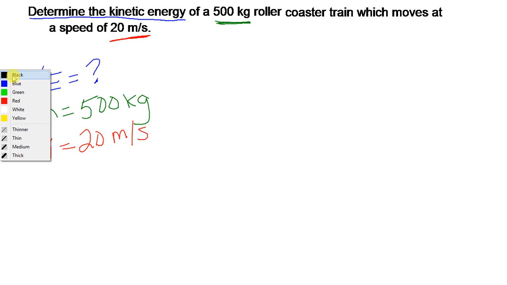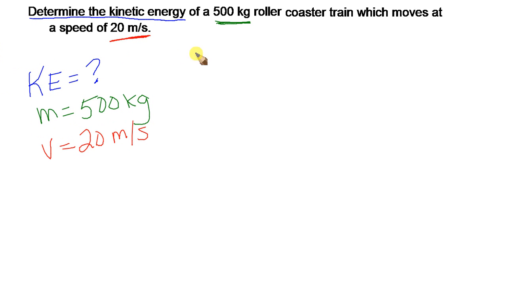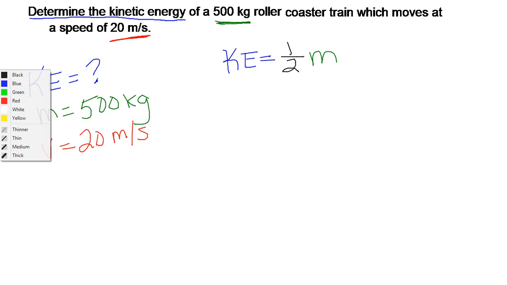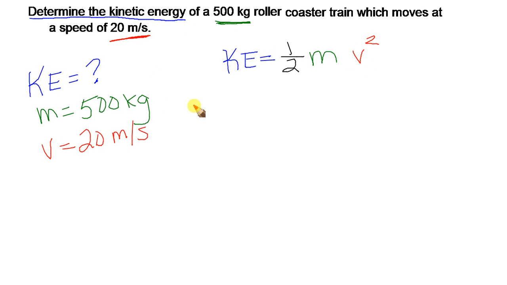Step number 3 says write the equation. KE equals 1/2 times my mass times my velocity squared. And I'm going to follow on to step number 4 right now, which says identify the known variables, and I'm going to insert them in.